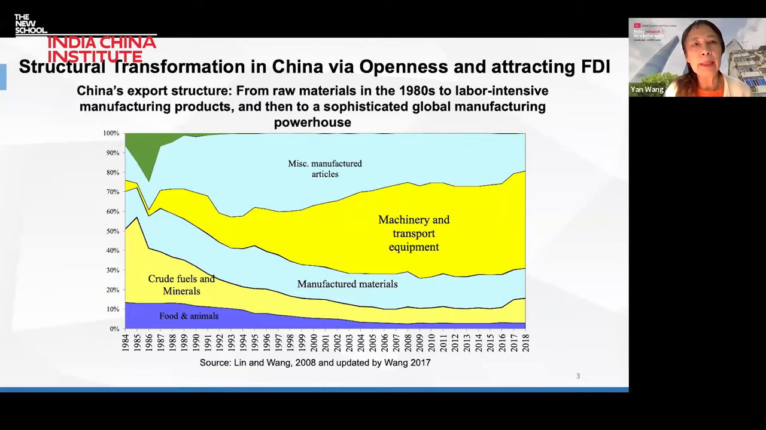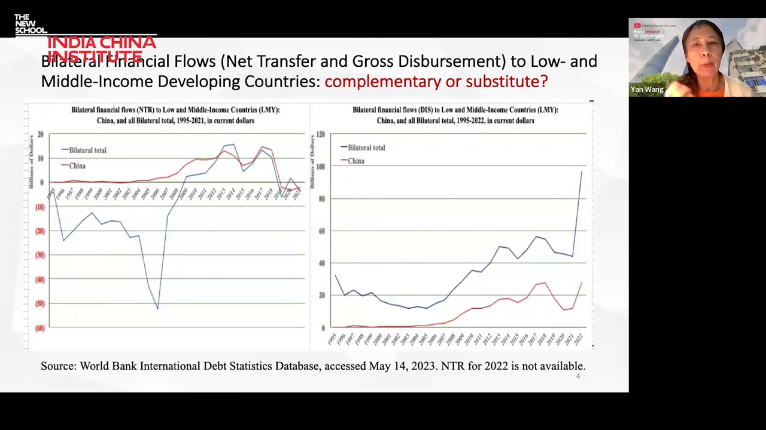As you know, in history, structural transformation has been the engine of growth and job creation. In China, as late as 1984, 50% of China's export was crude oil and coal and agricultural products. After 40 years of openness, China becomes a manufacturing powerhouse. And we hope this will happen in many of the developing countries.